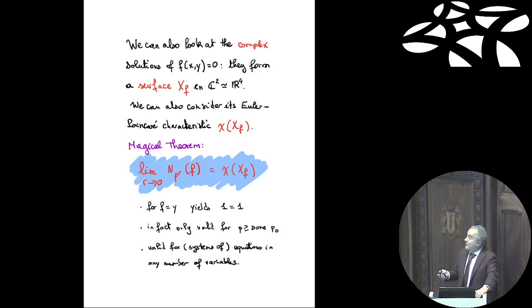Because r is a very discrete variable. It's a positive integer, so it starts at 1 and then 2, 3. And how can you take a limit when r goes to 0? This I will try to explain.